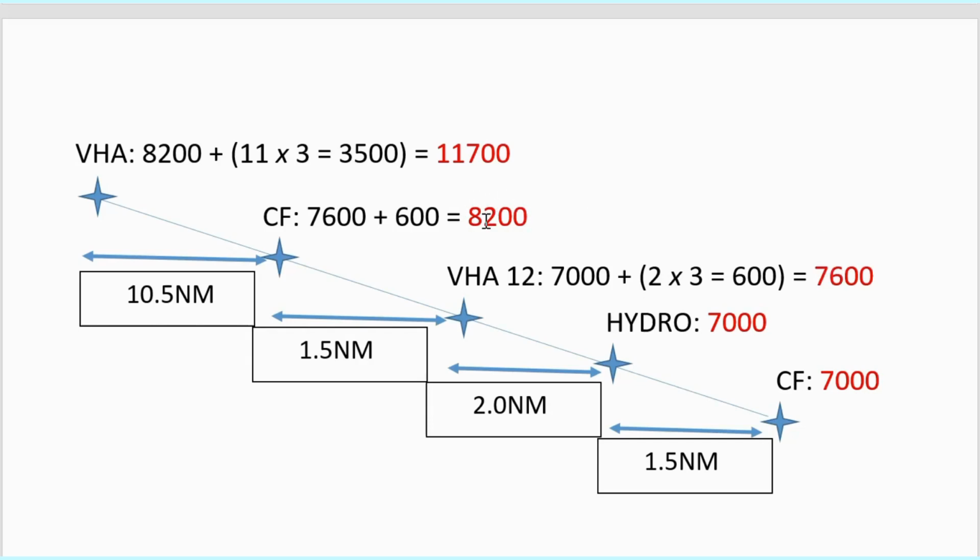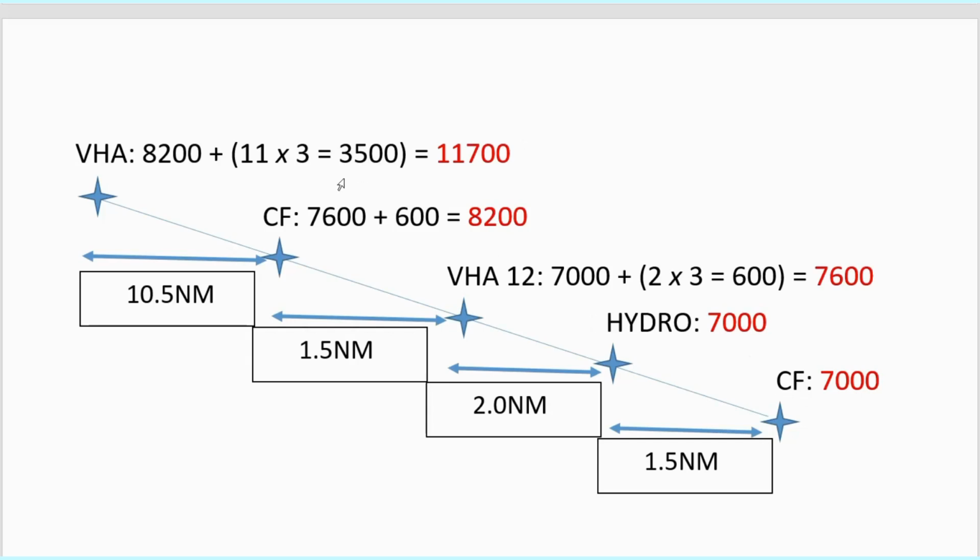Okay, and then from the center fix to Victor Hotel Alpha is 10.5 miles, call it 11 miles. So 11 times 3 is 33, and you can just add 200 feet. As you can see, if you go further out, you can add maybe a bit more of an additive. So 11 times 3 is 33, add 2 zeros gives you 3300, and then you can add 200 feet to give you 3500 roughly. Okay, and then you add 3500 to 8200, and it's going to give you 11,700. So now working backwards, that's what it gives us.